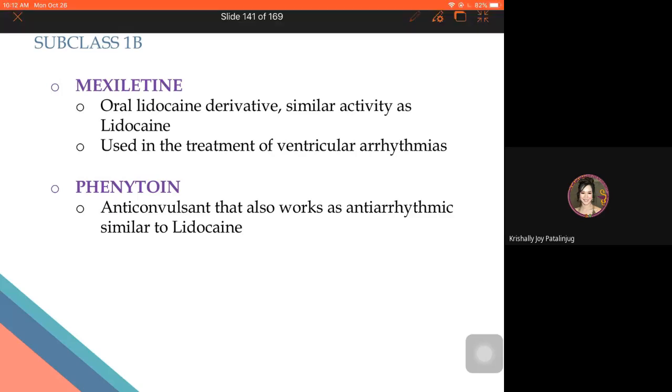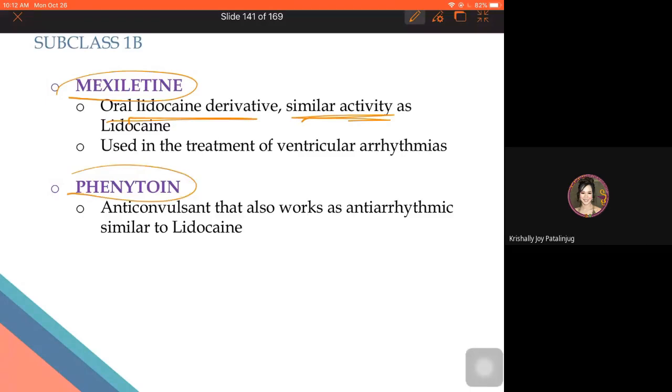Preparations with effects equivalent to lidocaine, and that is mexiletine in particular. Mexiletine is an oral congener of lidocaine, so this is the agent given by mouth. But with regards to the effects or activity, it is equivalent, similar to lidocaine when it comes to its effect.